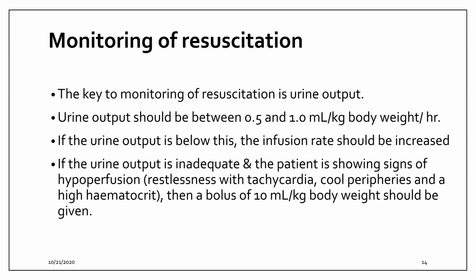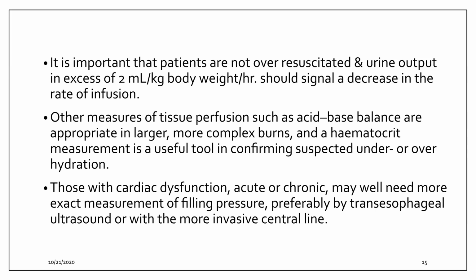Monitoring resuscitation relies on urine output, which should be between 0.5 and 1.0 milliliters per kilogram of body weight per hour. If output is low, increase the infusion rate. Do not over-resuscitate patients. Urine output exceeding 2 milliliters per kilogram per hour signals a need to decrease the infusion rate. Other monitoring tools include acid-base balance and hematocrit measurement, especially in larger burns.